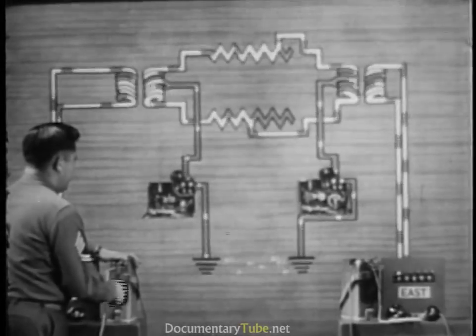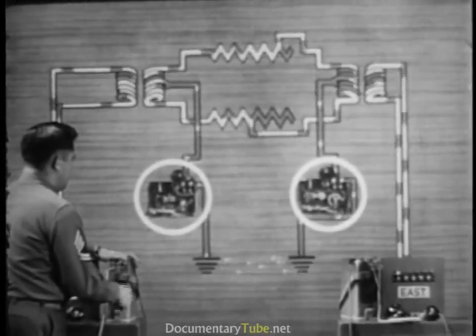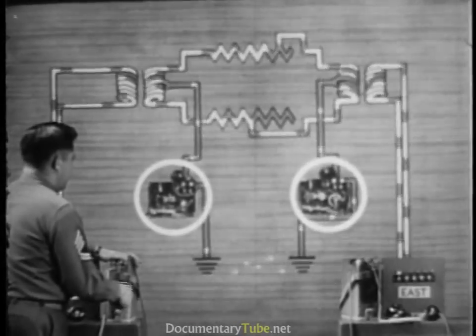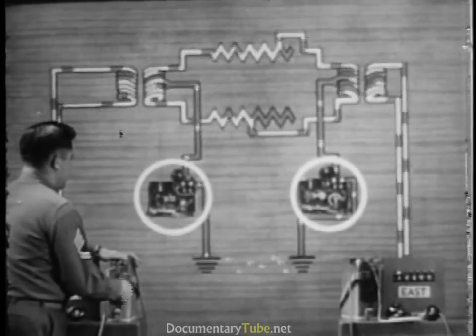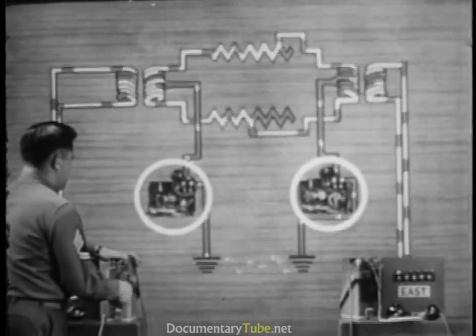Because of the unequal resistances, ringing current flows through the telegraph sets. But unless the unbalance is great, the amount of diverted ringing current will be too small to actuate the telegraph relays.